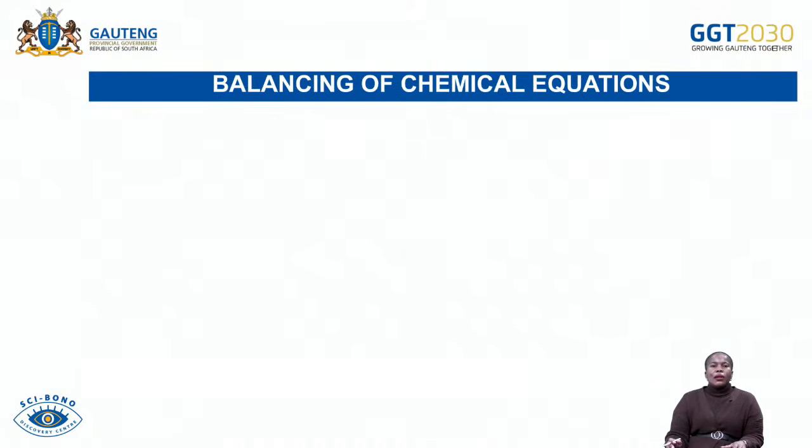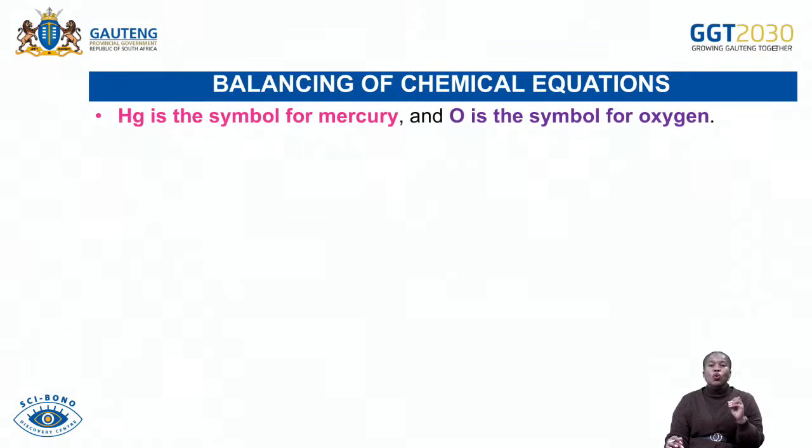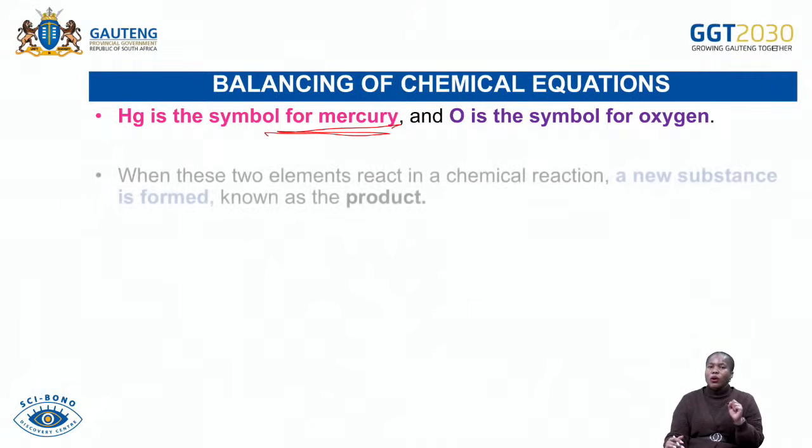So now let's look at the chemical balancing of the equation. How do we balance chemical equations? What is it that is important to look for when we are balancing the equations? Now it says that Hg is the symbol for mercury, which is very true, and then O is the symbol for oxygen.